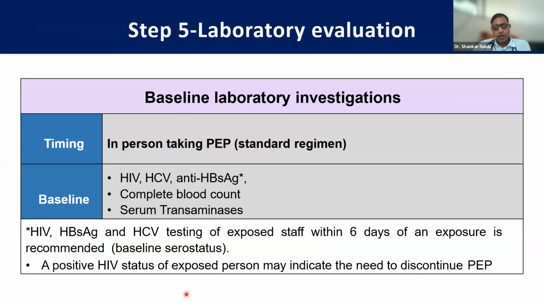So after prescribing PEP, we have to do certain basic laboratory investigations, which include baseline HIV status, HCV and hepatitis B status, then complete blood counts and liver function tests. But even if these are not available, we should not delay the initiation of PEP. The PEP first dose has to be given, and subsequently these tests can be done.